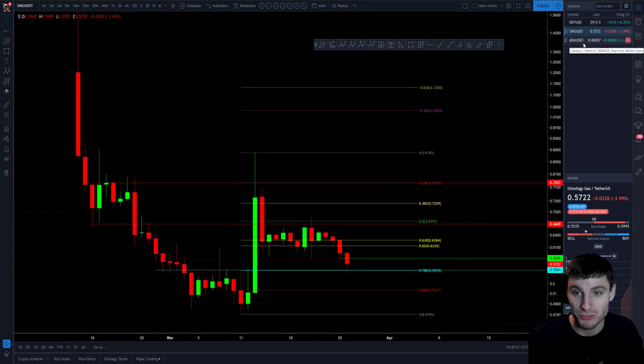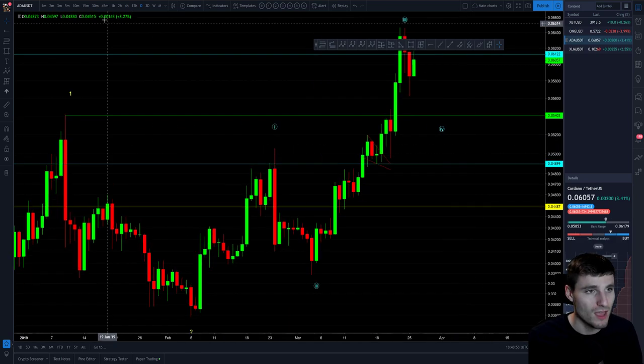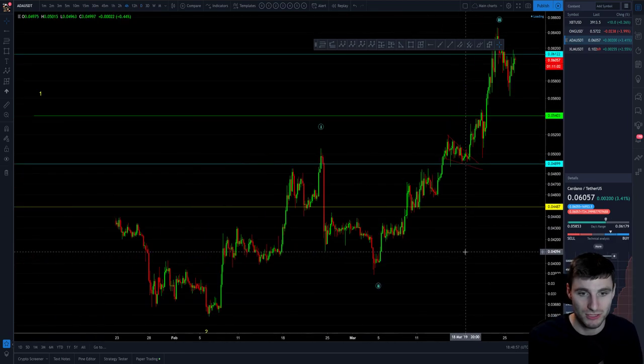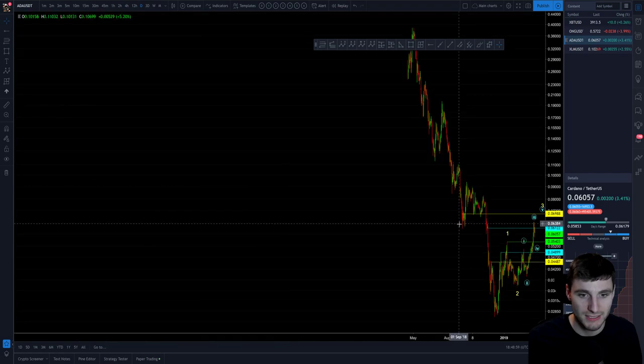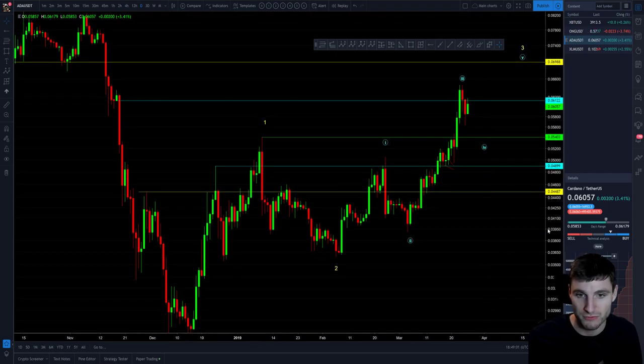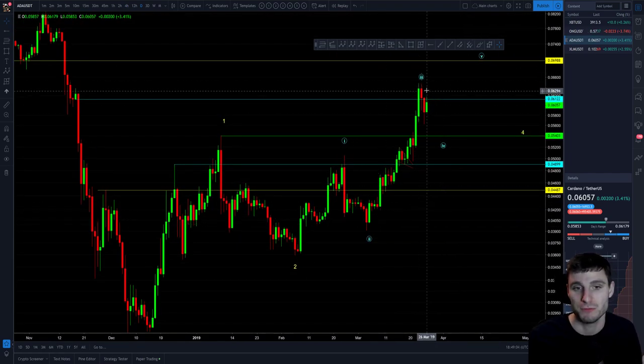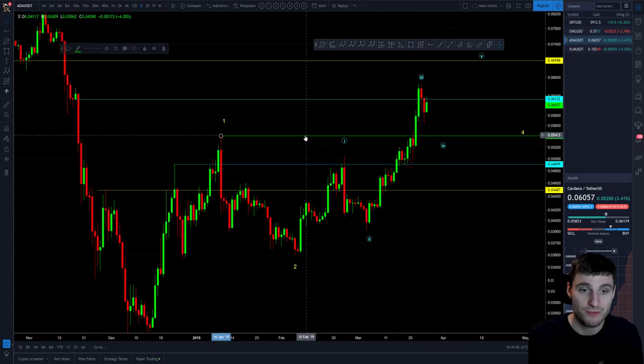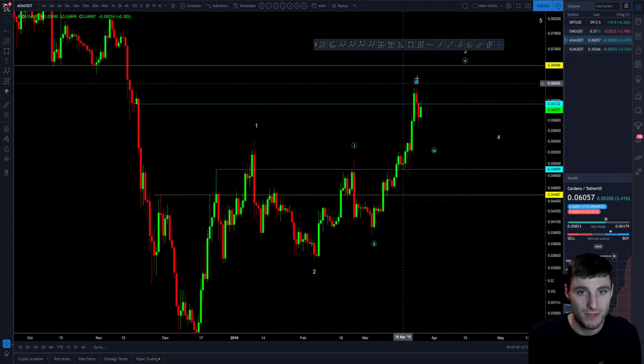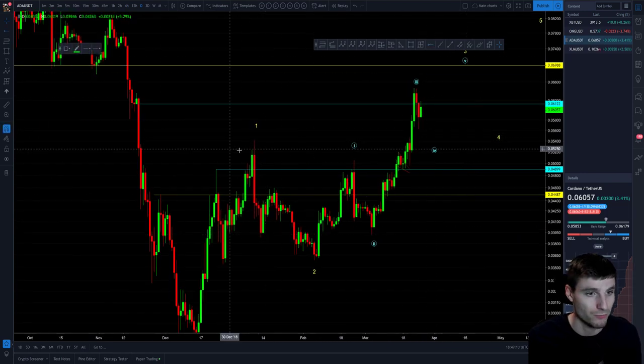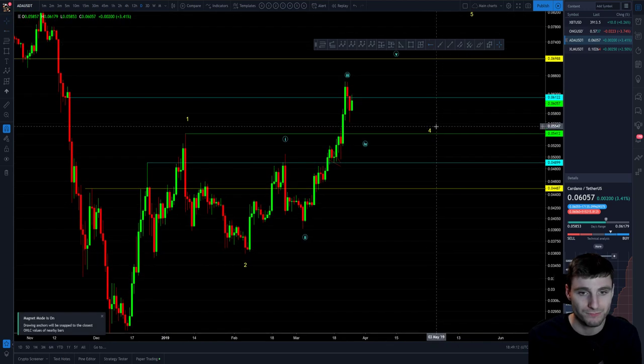Okay, moving on to Cardano. Let's zoom out to the daily time frame, because on a smaller time frame it does look like we could potentially come down for an ABC. There are a few key levels to be watching here. Really, for me, the top of wave one is a key support level.